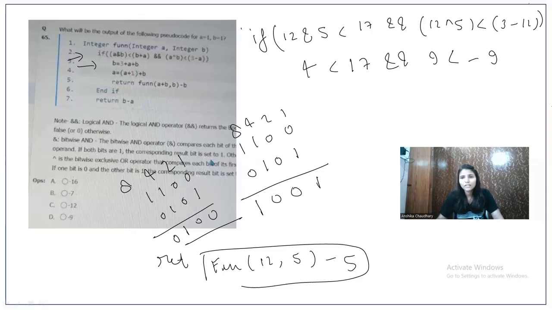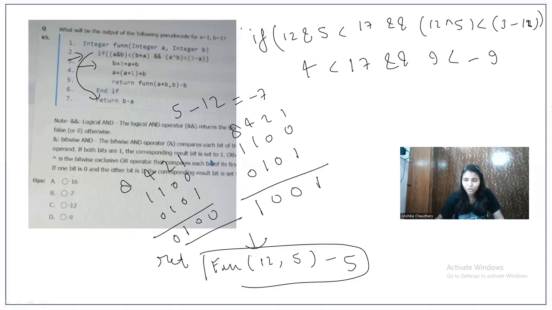9 is less than minus 9? Right? This is 12 now. Yes, this is 12, so 12 minus 3 will become minus 9. So 9 is less than minus 9. So the condition is false here, and we will come out at this line. So we need to return B minus A. What is the value of B here? B is 5 only and A is 12. So it will return us minus 7. So this function will return -7.